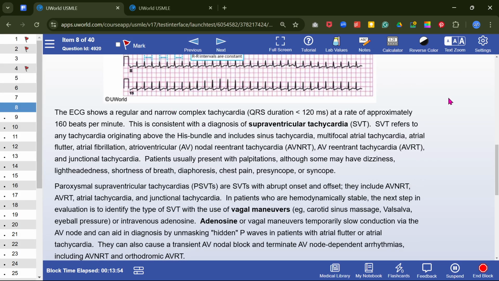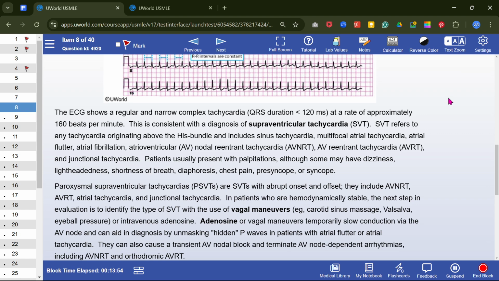The ECG shows a regular, narrow complex tachycardia with QRS duration less than 120 at a rate of approximately 160 beats per minute. That's why I'm telling you about the rate. This is consistent with the diagnosis of SVT. SVT refers to any tachycardia originating above the His bundle, and includes sinus tachycardia, multifocal atrial tachycardia, atrial flutter, atrial fibrillation, AVNRT, AV reentrant tachycardia, and junctional tachycardia.